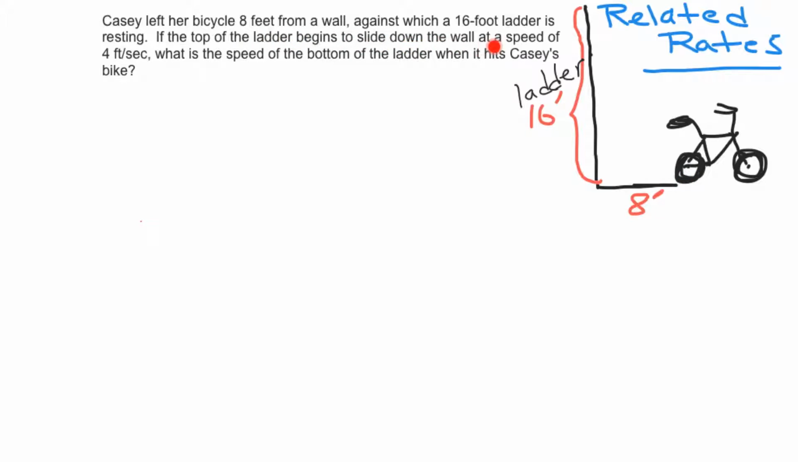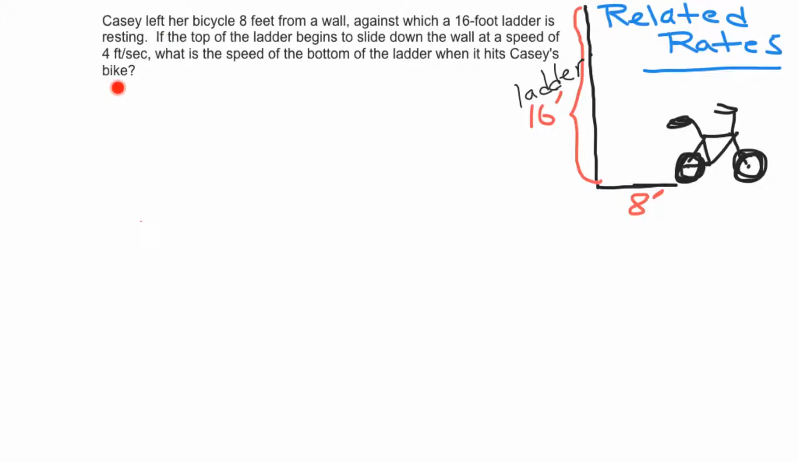If the top of the ladder begins to slide down the wall at a speed of 4 feet per second, so the ladder is sliding down the wall, which means that the bottom of the ladder is getting closer and closer to Casey's bicycle. What is the speed of the bottom of the ladder when it actually hits Casey's bike? Well, we're going to need to introduce some variables in order to make any sense of this problem. So let's see what we have first.